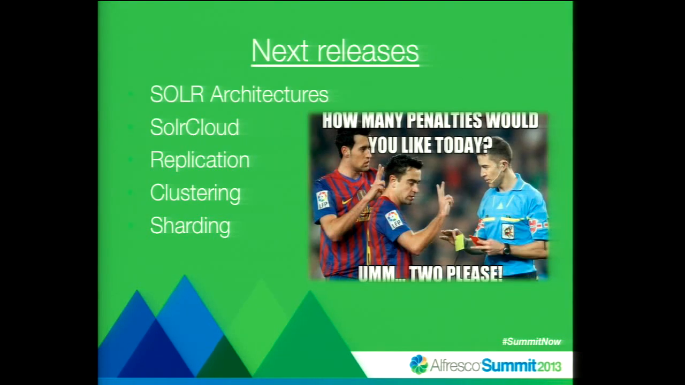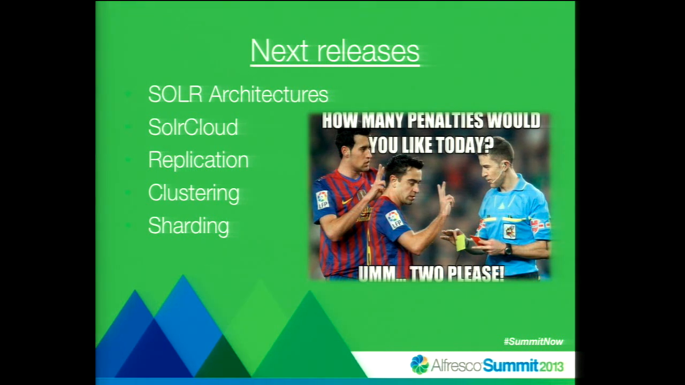Now we'll be talking about what we have in the next release and what might be the plan for the next release. So the next available architecture: SolrCloud, replication, clustering architectures, and we'll talk about sharding. All these are featured in SOLR 4, which is our target and priority number one to get into the next release, since we are now using SOLR version 1.4, and we want to get all the features and bug fixes from 1.4 to Alfresco 4.